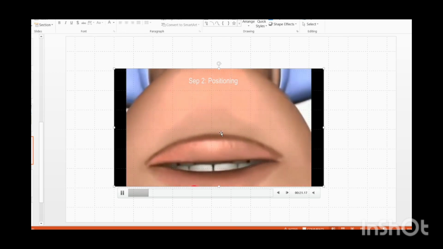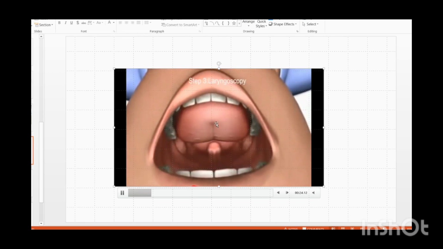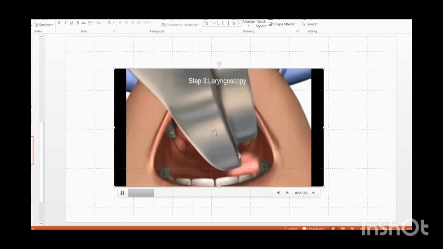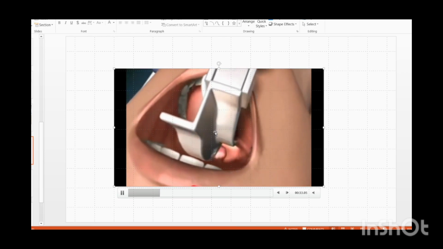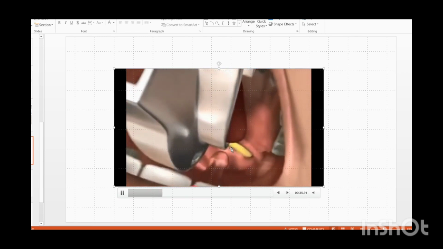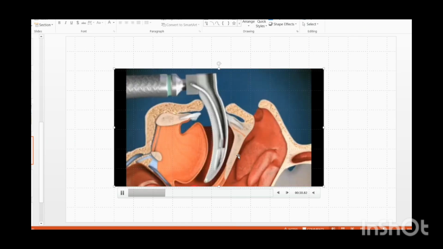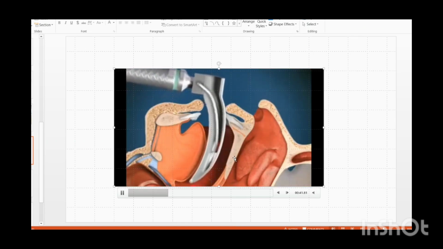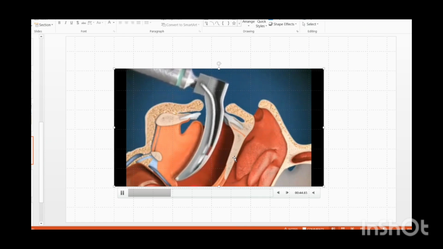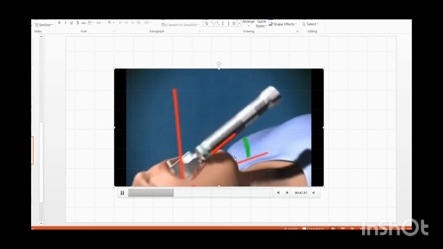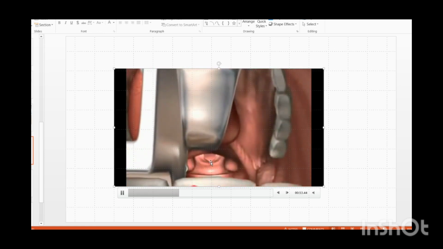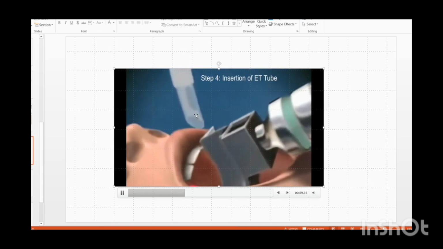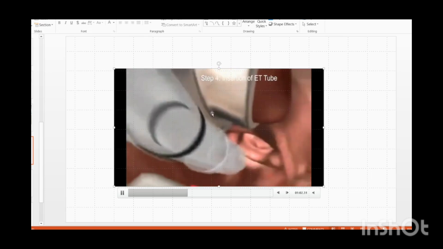Then is positioning. They are widening the patient's mouth. Next is laryngoscopy. They are inserting the laryngoscope. After this, what will they do? They'll view the structures which are visible, and they'll lift the epiglottis. After lifting that, they'll see a structure called the trachea. So that is the part where we will insert the tube. See, the trachea is visible. So now they are inserting the ET tube. You can see here, step 4 is they are inserting the ET tube.